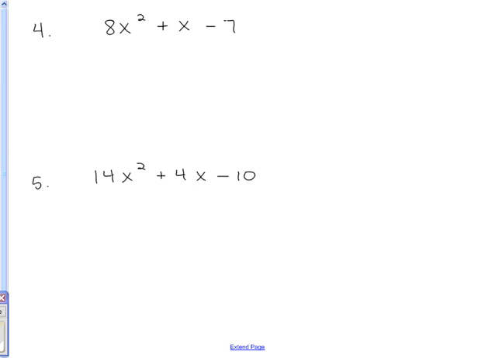Okay, example 4. You have 8x squared plus x minus 7. Okay, so again, there's not a common factor and the problem's in the correct order. 8 times negative 7 equals negative 56. And so I'm looking for the two numbers that would add or that would subtract because it's negative. That means we want the two numbers that will subtract to equal a positive 1x.